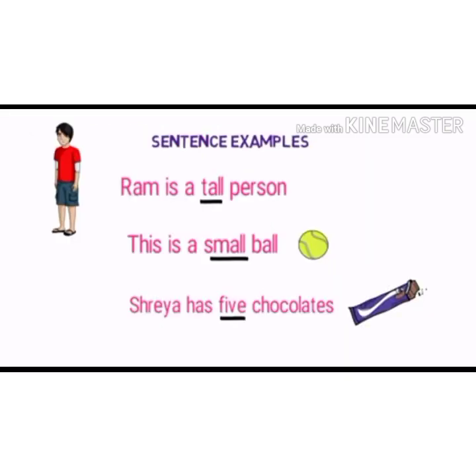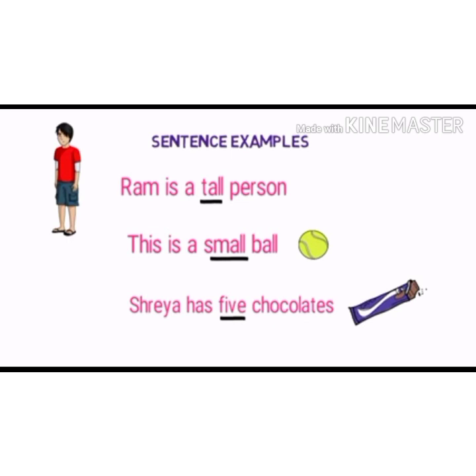Now, let's take a few examples of adjectives as written. Ram is a tall person. So, the word tall describes the quality of Ram. In the second sentence, this is a small ball. We get to know the size of the ball, that is small. So, the word small is an adjective.